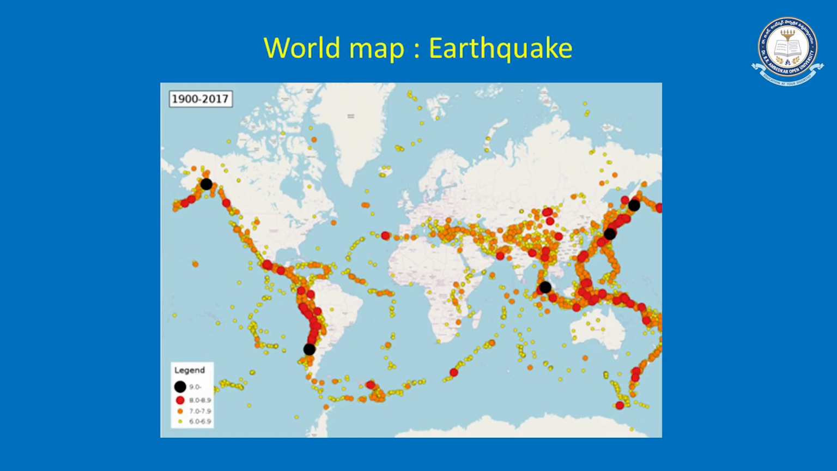The Ring of Fire is the place where a lot of earthquakes happen because of a whole lot of disturbance in the form of the North American plate and South American plate, and here the Eurasian plate and Australian plate are moving against the Pacific plate.